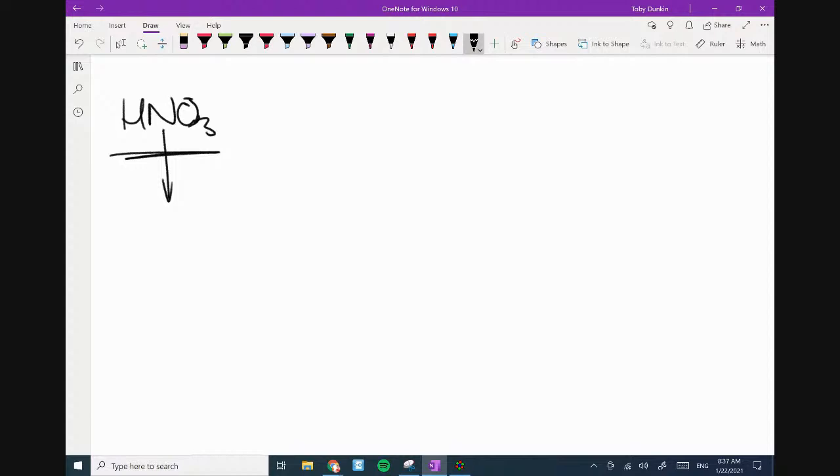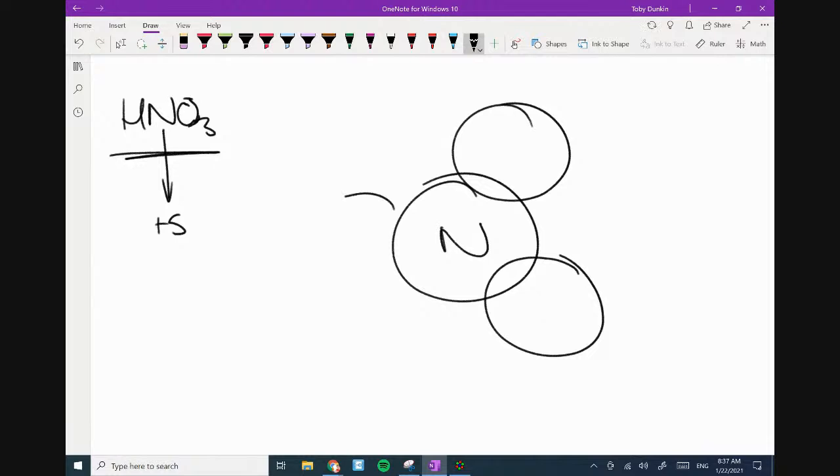That tells me it's making five bonds. So I can now go, right, I've got nitrogen at the center, two oxygens bound to it, three oxygens. That's one bond, two bonds, three bonds, four bonds, five bonds. There are my two oxygens. And then the hydrogen is tacked onto the end to give that one a full outer shell.